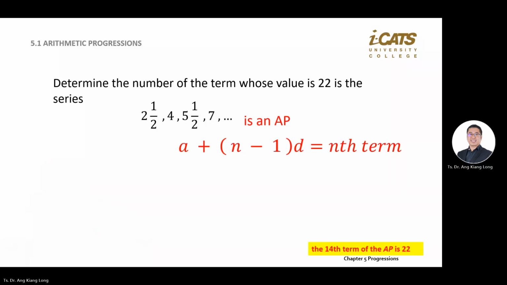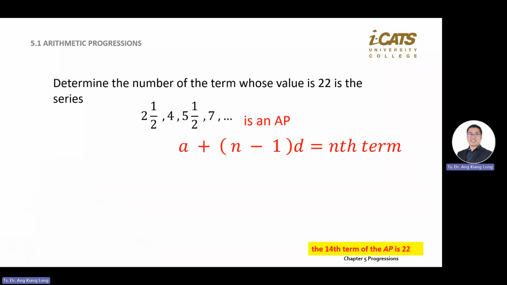So here straight away you're able to find. I ask you to find the number of terms whose value is 22. So here you write the general equation. It asks you to find the number of terms. So still you pull out the general equation. Nth term equals A plus bracket (N minus 1)D. This question gives you the nth term, 22. So 22 is here. A, you know. A is 5 over 2.